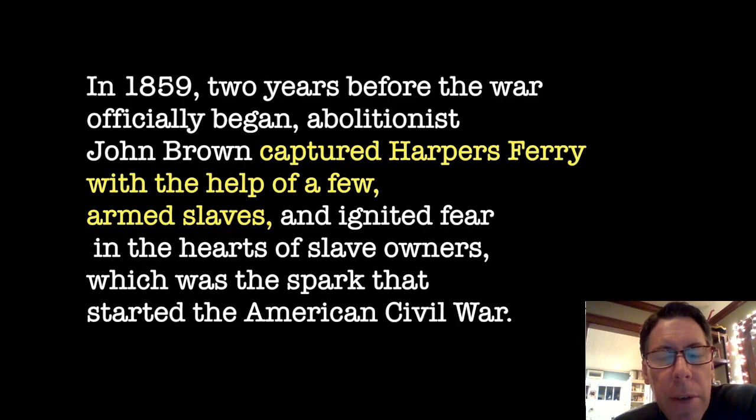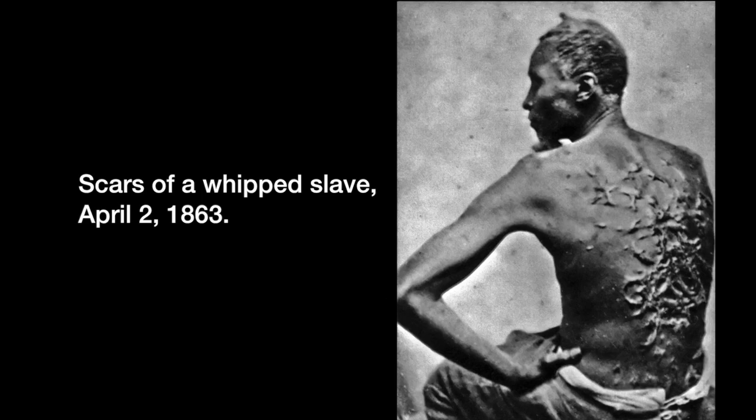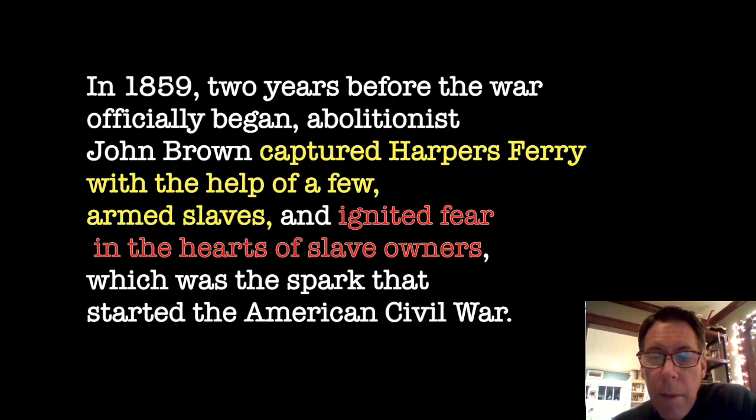Once that is established, your reader will be looking for evidence of the raid igniting fear in the hearts of slave owners. You must have at least secondary evidence, but it's best to have primary evidence of what the slave owners were thinking when Brown did what he did. And thirdly, you need evidence that the raid was the spark that started the American Civil War. Again, if you don't have evidence, then you can't use the statement.